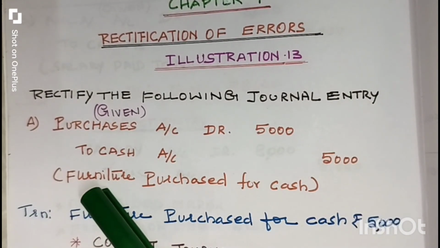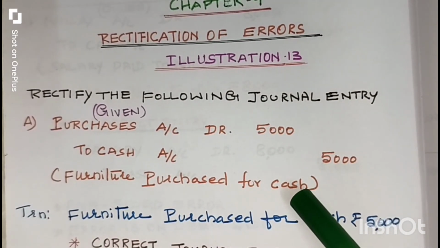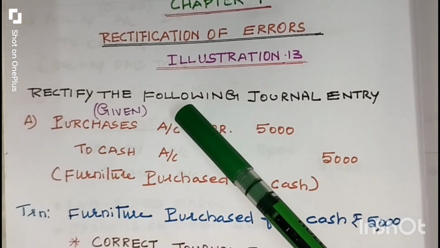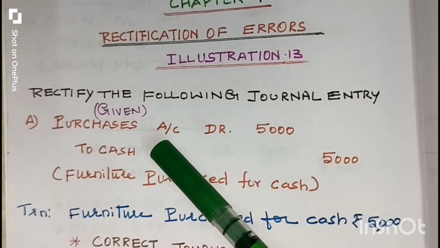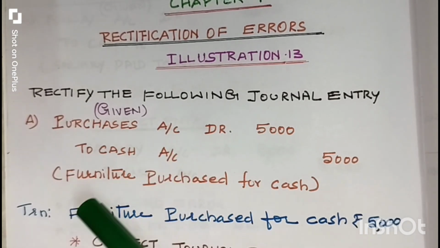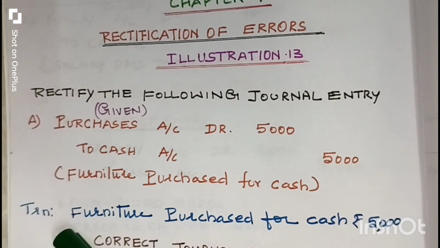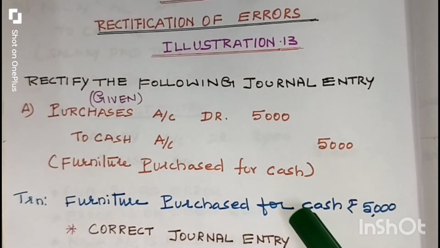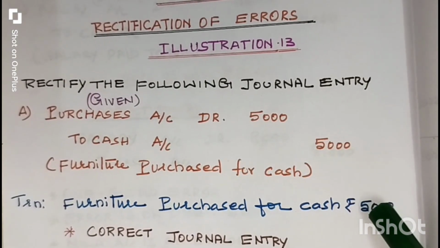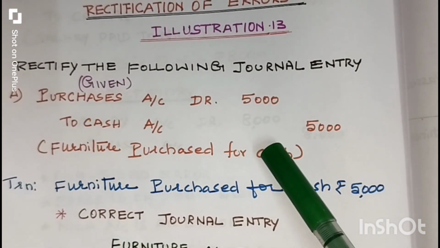The narration is given here: furniture purchased for cash. Where is the error? Can you find it? So we have to find the error. For that, you have to take this narration as the transaction. Let me take the narration as the transaction, that is furniture purchased for cash, how much? 5,000 rupees. What does this narration tell us?